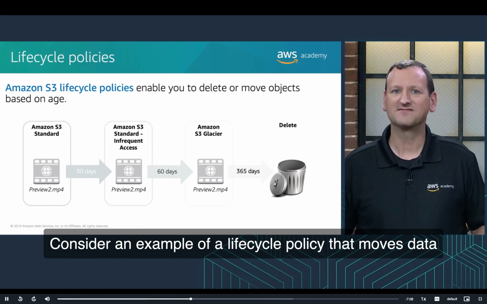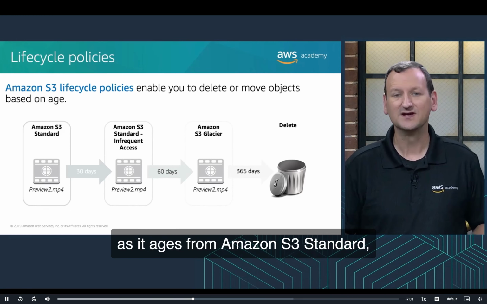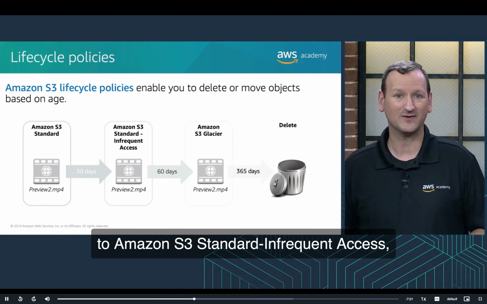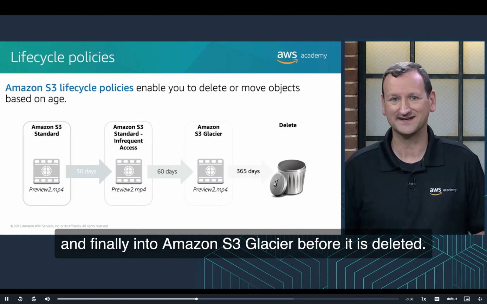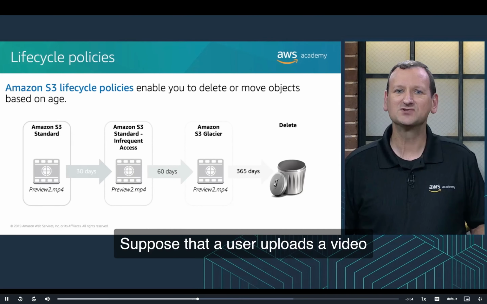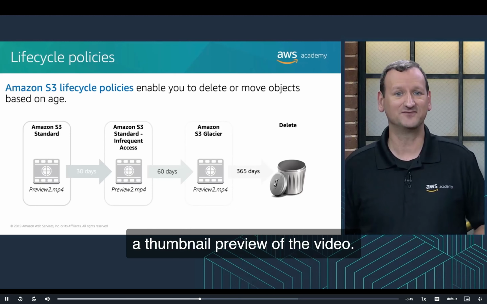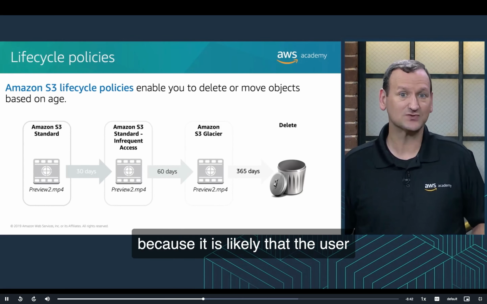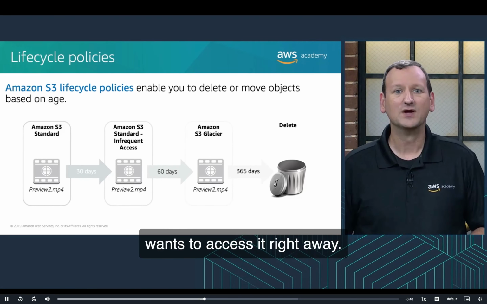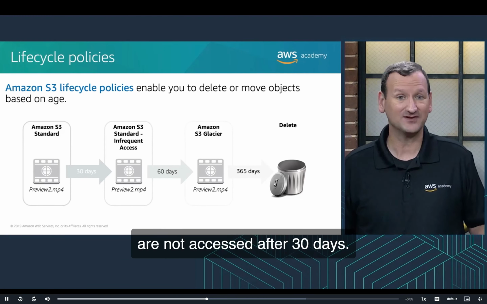Consider an example of a lifecycle policy that moves data as it ages from Amazon S3 Standard to Amazon S3 Standard Infrequent Access, and finally into Amazon S3 Glacier before it is deleted. Suppose that a user uploads a video to your application, and your application generates a thumbnail preview of the video. This video preview is stored to Amazon S3 Standard because it is likely that the user wants to access it right away. Your usage data indicates that most thumbnail previews are not accessed after 30 days.